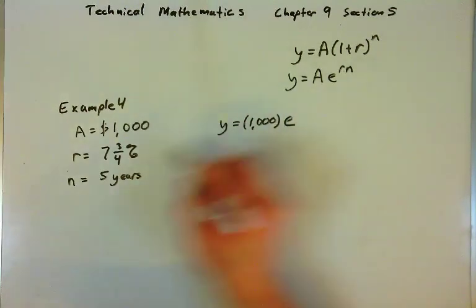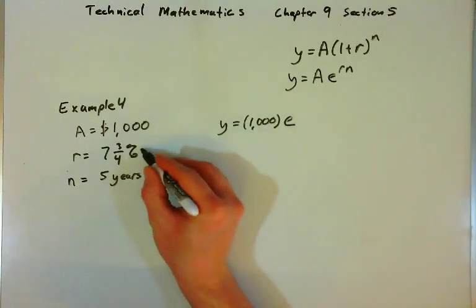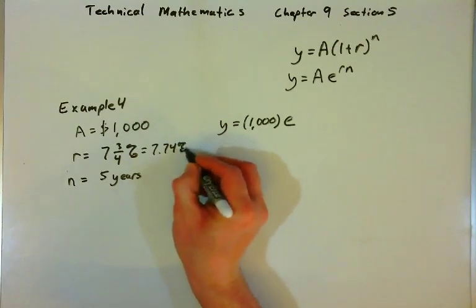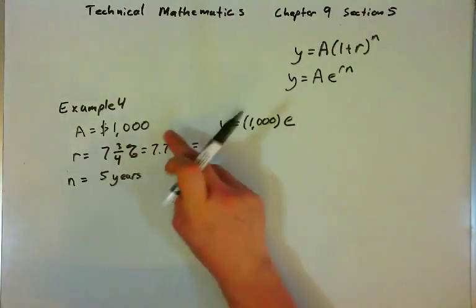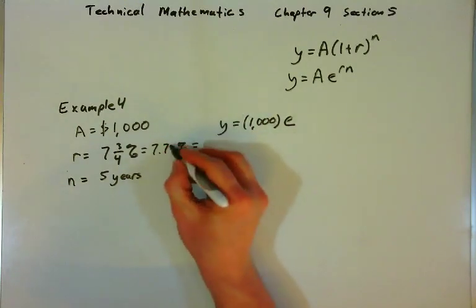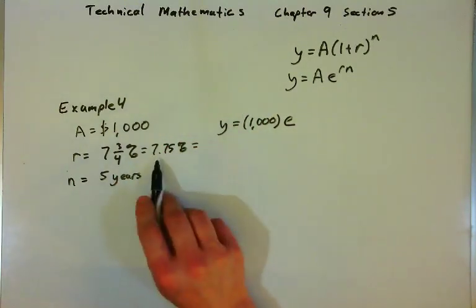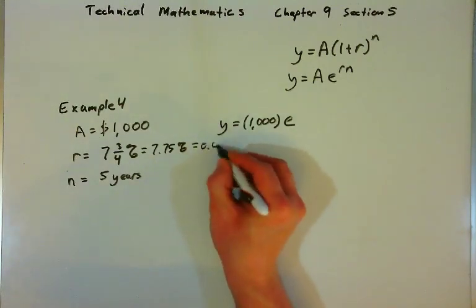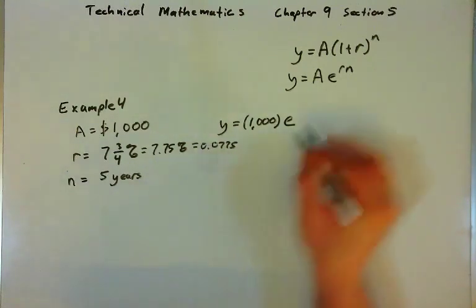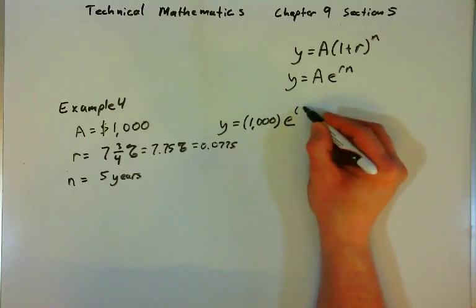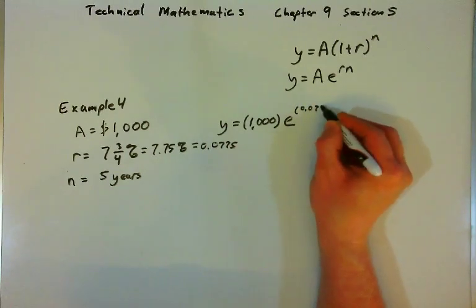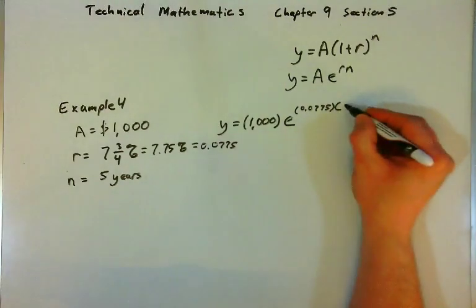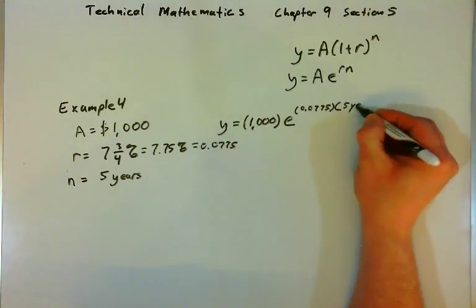times e to the r, which is the rate, and we need this to be written as a decimal. And so 7.75% as a decimal will be 0.0775. We have to make sure that we use the decimal form, 0.0775, that's the interest rate, and n is the amount of time that's going to pass, is 5 years.